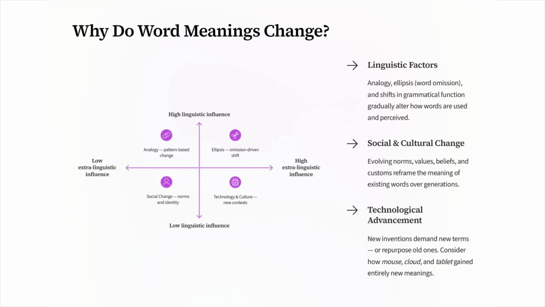Third, technological advancement is a major force in semantic change. New inventions often require new vocabulary, but sometimes old words are reused in new contexts. The presentation gives examples such as mouse, cloud, and tablet. These words existed before technology gave them fresh meanings. So semantic change is not accidental. It is connected to the way people live, think, and interact with the world.